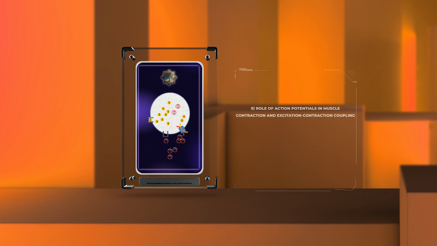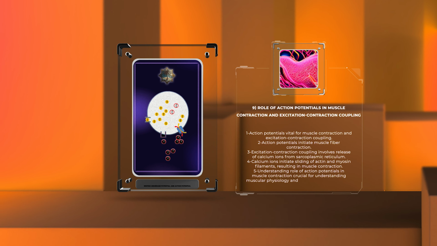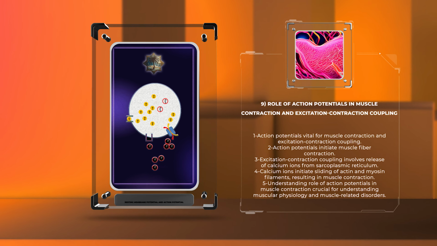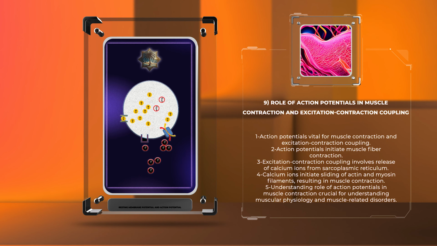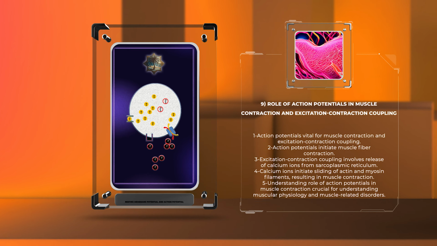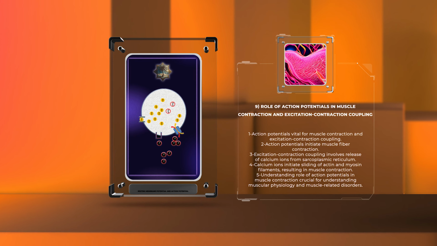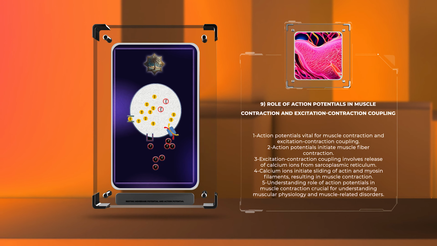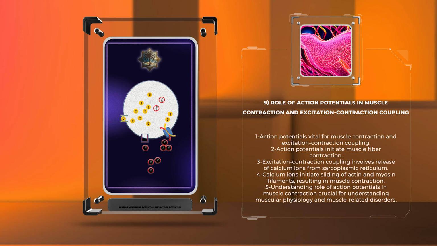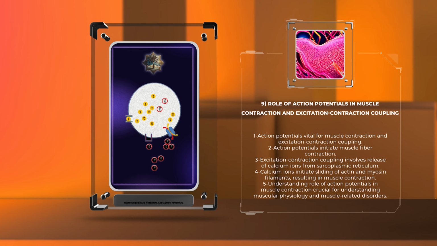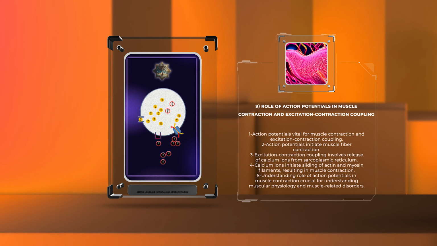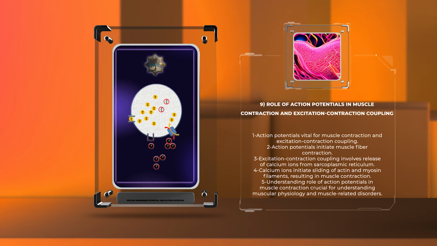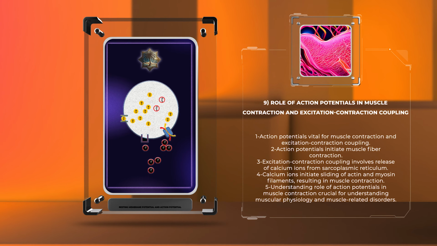Action potentials also play a vital role in muscle contraction and the process known as excitation-contraction coupling. In skeletal and cardiac muscle cells, action potentials are responsible for initiating the sequential events leading to muscle fiber contraction. During excitation-contraction coupling, an action potential propagates along the muscle cell membrane, leading to the release of calcium ions from the sarcoplasmic reticulum. These calcium ions then bind to specific proteins within the muscle cells, initiating the sliding of actin and myosin filaments, resulting in muscle contraction. Understanding the intricacies of excitation-contraction coupling and the role of action potentials in muscle contraction is crucial for comprehending muscular physiology and the pathogenesis of muscle-related disorders.